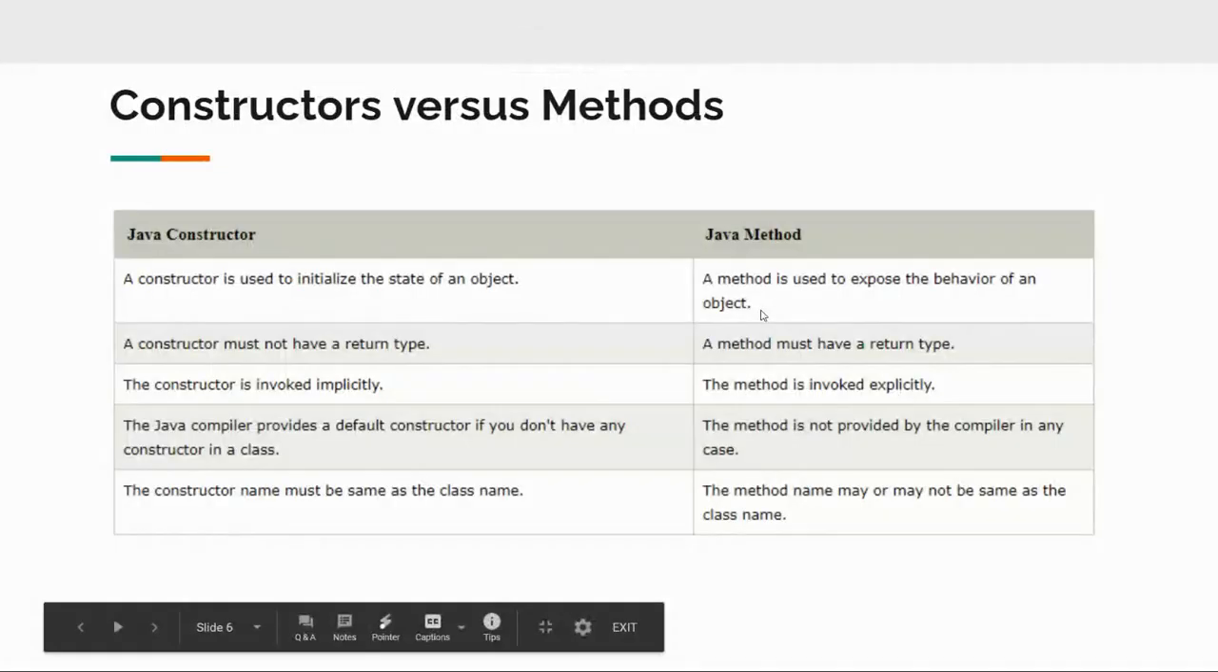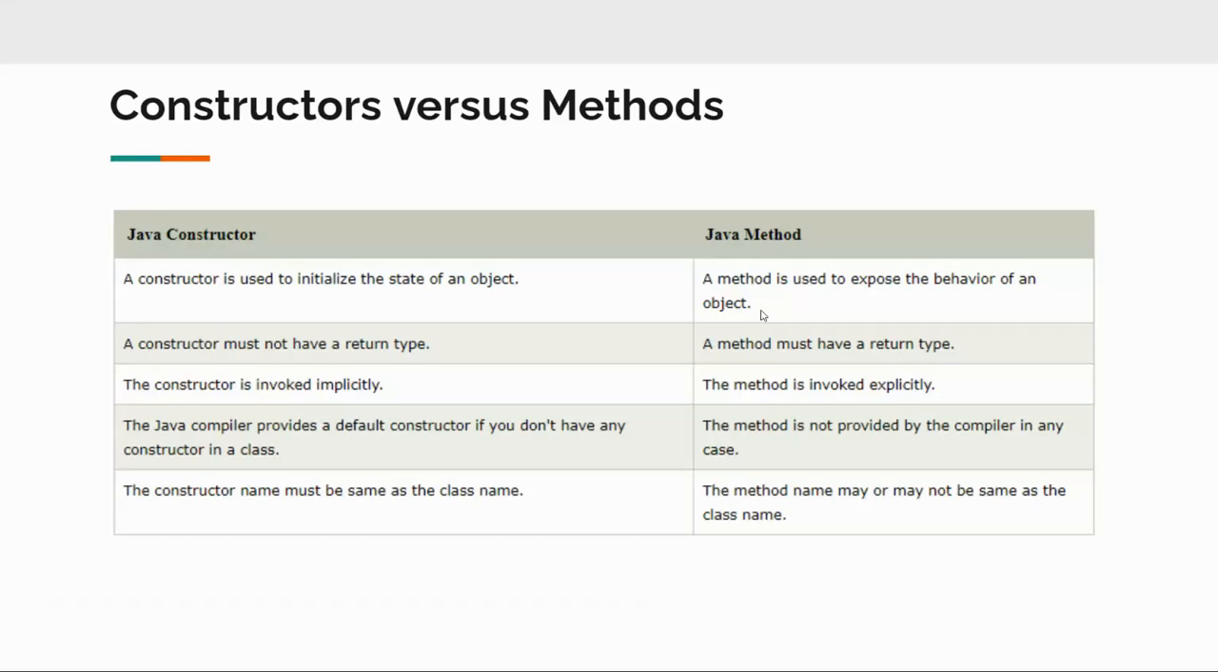So to continue, what is the difference of methods and constructors? A Java constructor is used to initialize the state of an object. Again, remember from the early discussions that we had, when we say state, that is synonymous to attribute or characteristics. A method, however, is used to expose the behavior of an object. Okay, so a constructor must not have a return type, whereas the method must have a return type, like void.